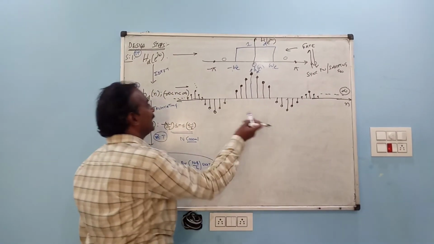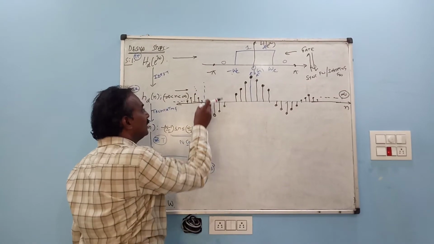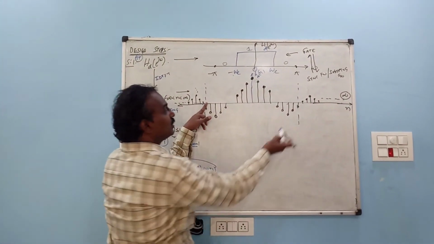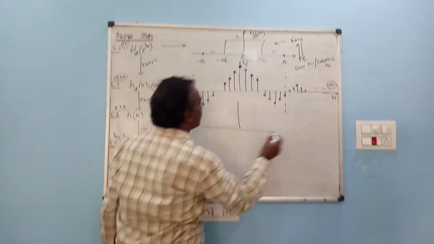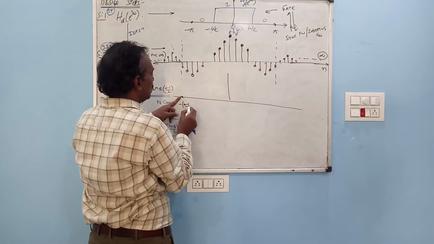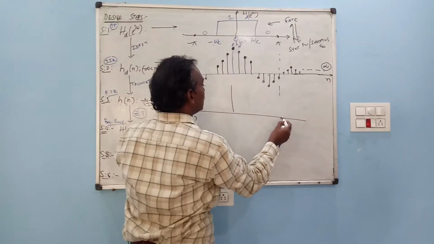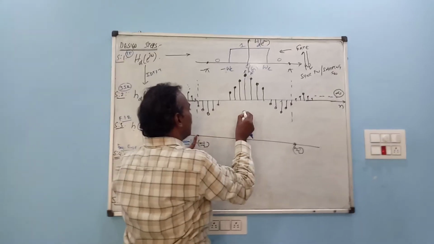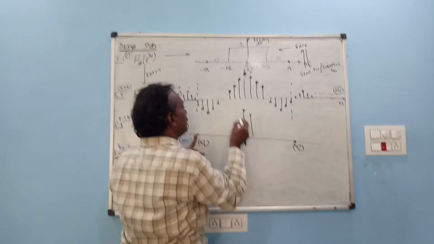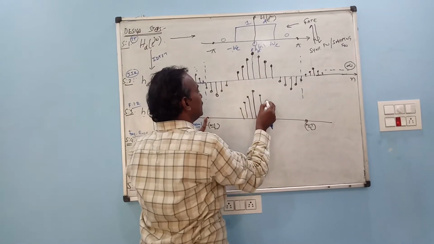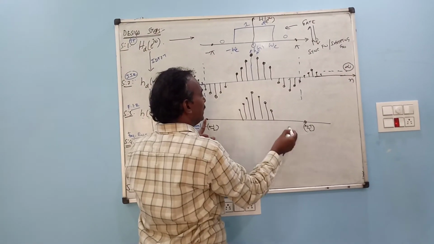Now I am truncating between some limits: minus (n minus 1)/2 and plus (n minus 1)/2. If I truncate only between these limits, in this range, I will get the same signal, the same sinc function.